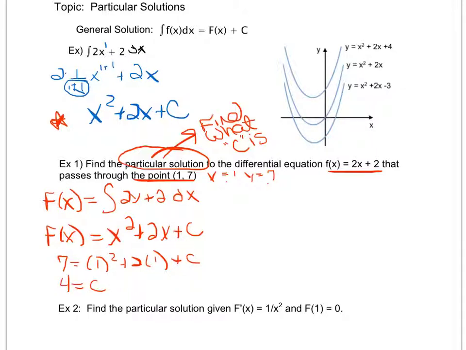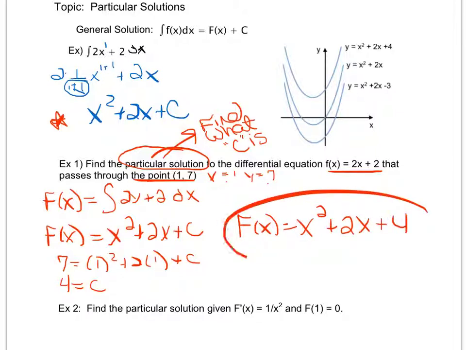So now that I know what c is, I'm going to actually write out my particular solution. Please don't forget this step. I will take credit off. My particular solution is x squared plus 2x, and in place of c, I will put 4. So notice it's going to be this one right here. Let's look at 2 more examples with this.